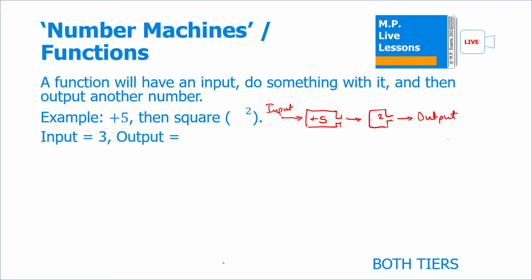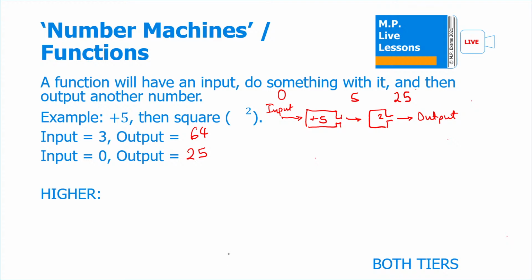So for example, if the input is 3, we put input 3 here, we add 5, that becomes 8, that gets squared, you get 64. So your output is 64. Now we'll try input 0 into it. So input 0, we first add 5, then we square it. So output 25.